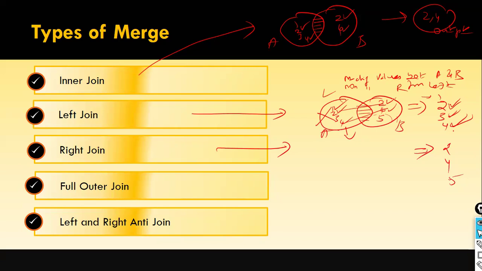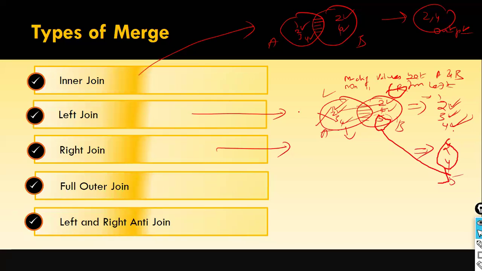See, matching values between the two data sets. What are the matching values in the two data sets? Geetika, 2 and 4 are the same, right? It will return 2 and 4. So what is the non-matching value between the two data sets from the right side? This is the right side table, right? 5. The 5 will be retained here because it's a right outer join.